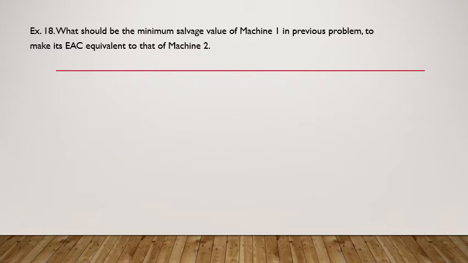How do I reduce that? I cannot reduce the initial cost, I cannot reduce the annual operating cost. However, the annual cost must be made lesser. How can I do that? The only other option is that I can add some salvage value to machine 1. So what should be the minimum salvage value of machine 1 so that it can become equivalent to that of machine 2? That is the question.